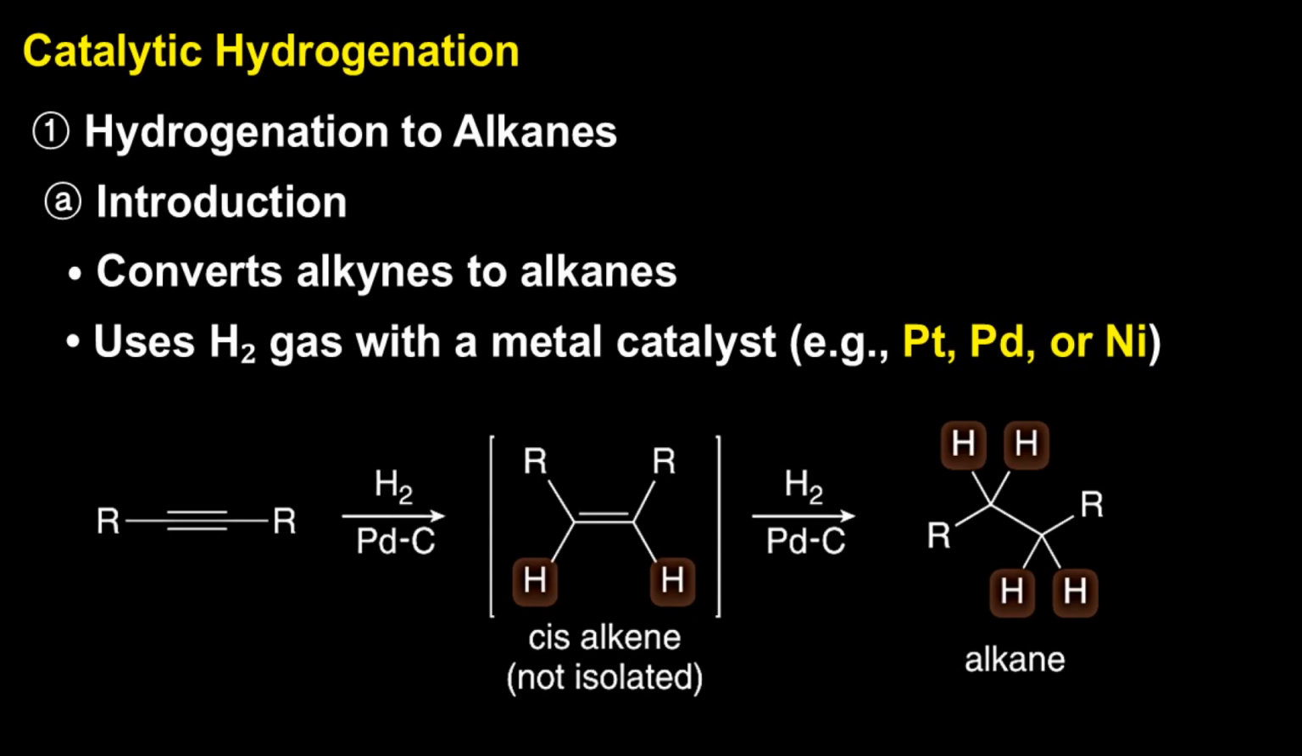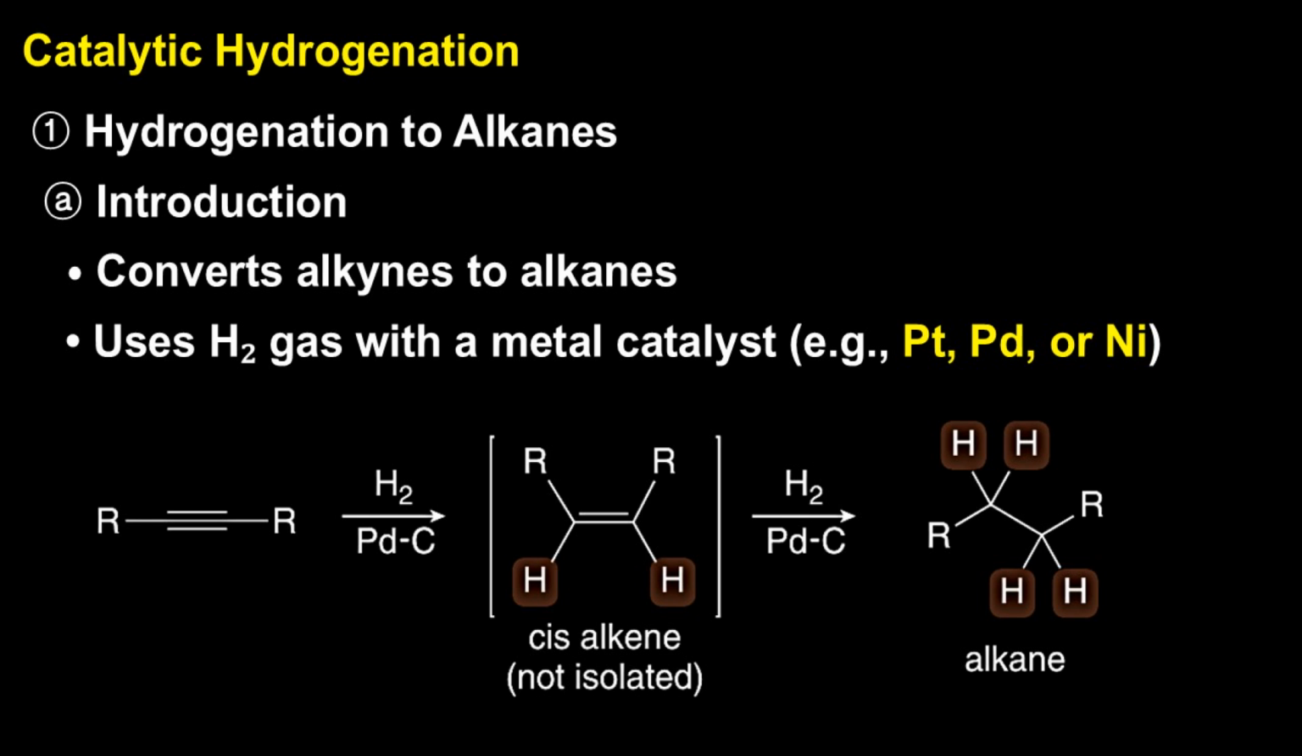Let's start with the basics. When we say catalytic hydrogenation of alkynes, we're usually talking about full hydrogenation, turning an alkyne completely into an alkane. To do this, we use hydrogen gas, H2, along with a metal catalyst like platinum, palladium, or nickel. The triple bond gets reduced in two steps, first to a double bond, then to a single bond. The reaction happens so fast, it skips right past the alkene. We don't even get a chance to see it.